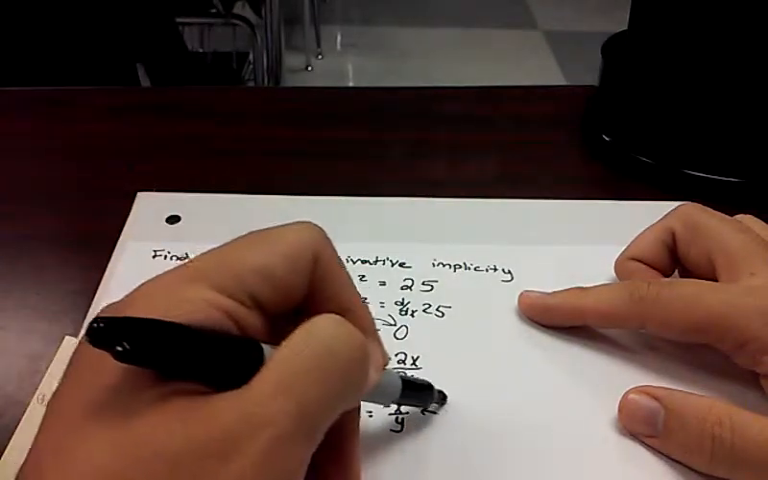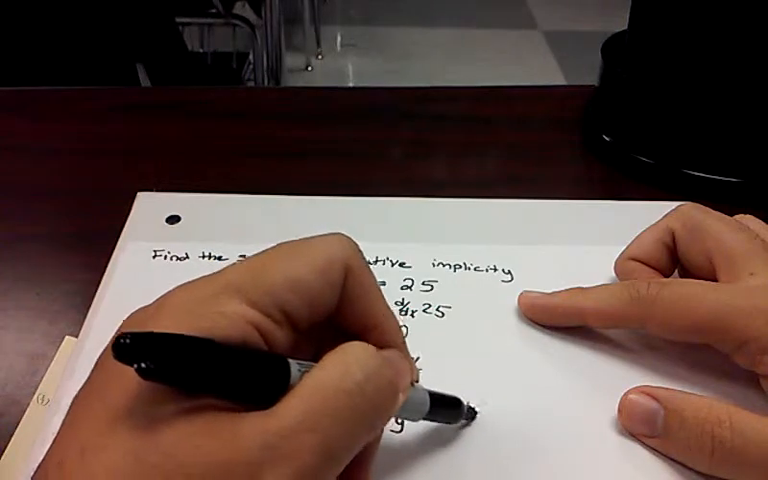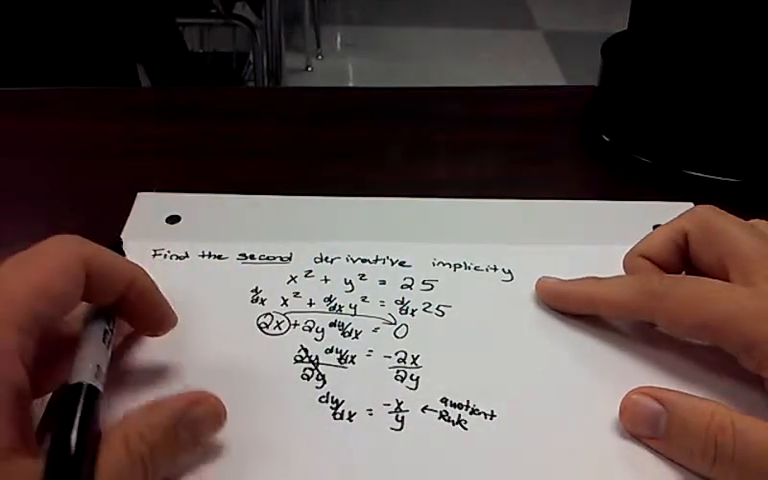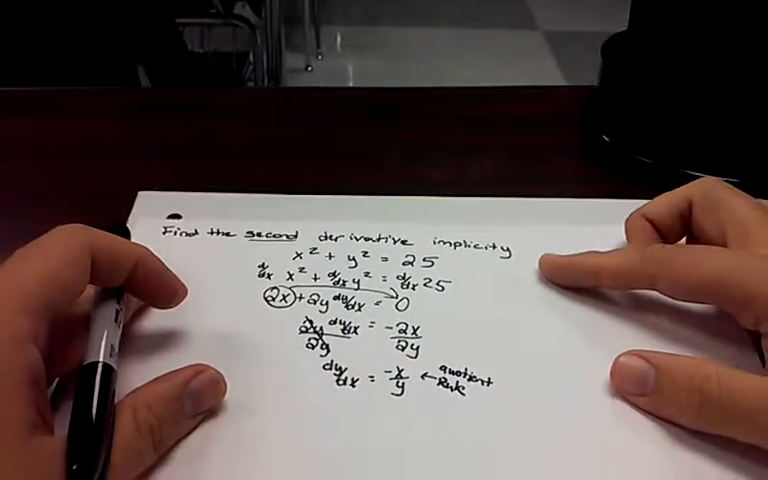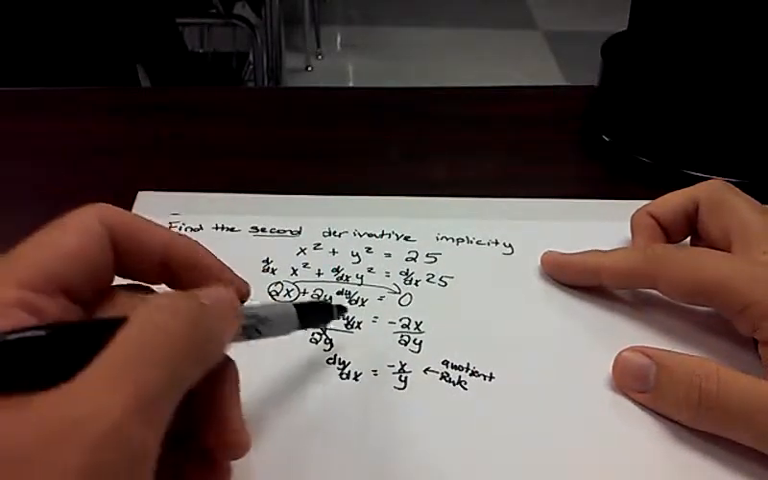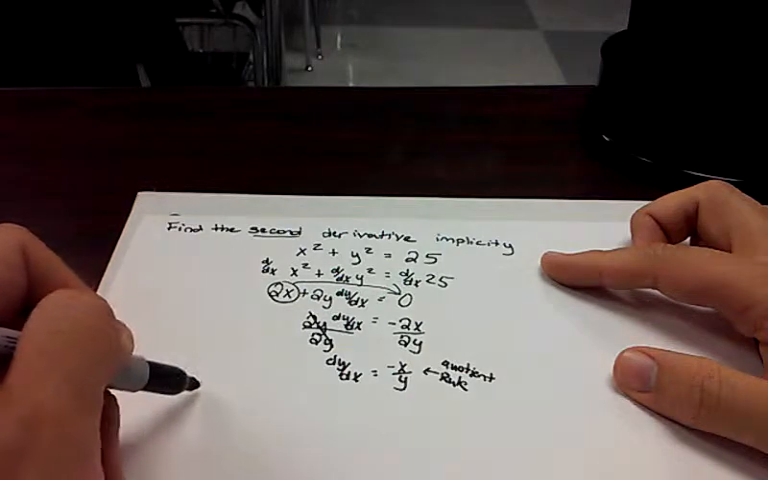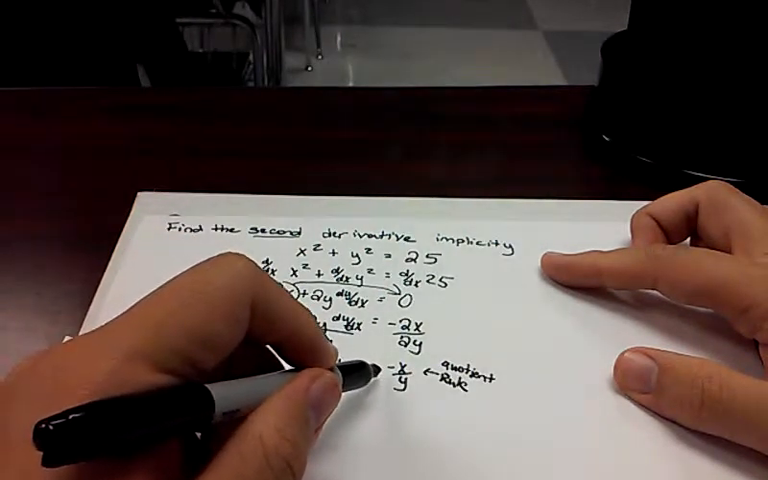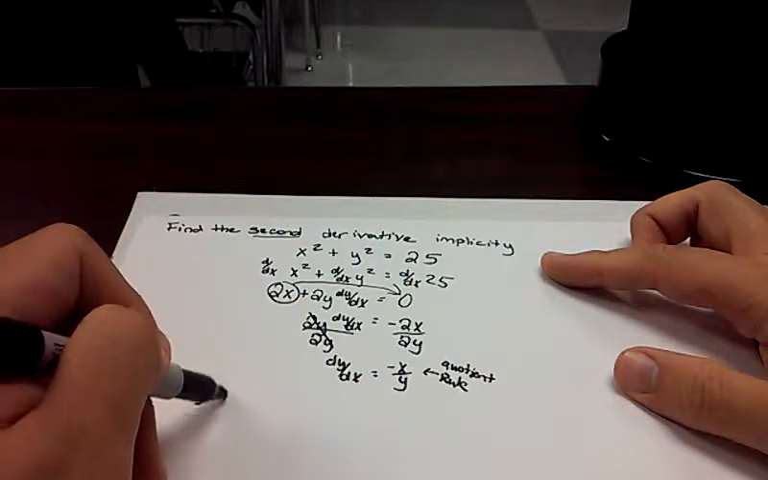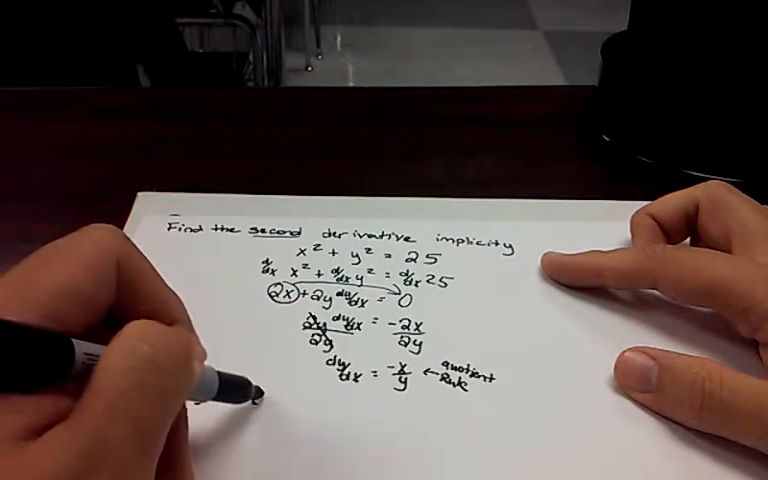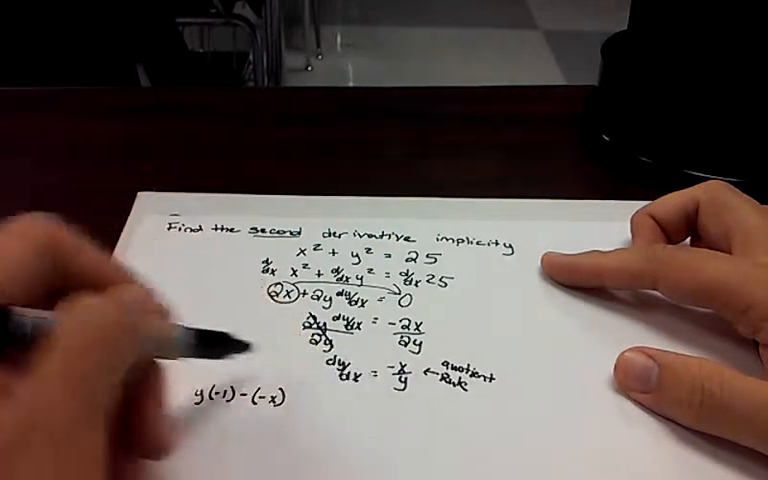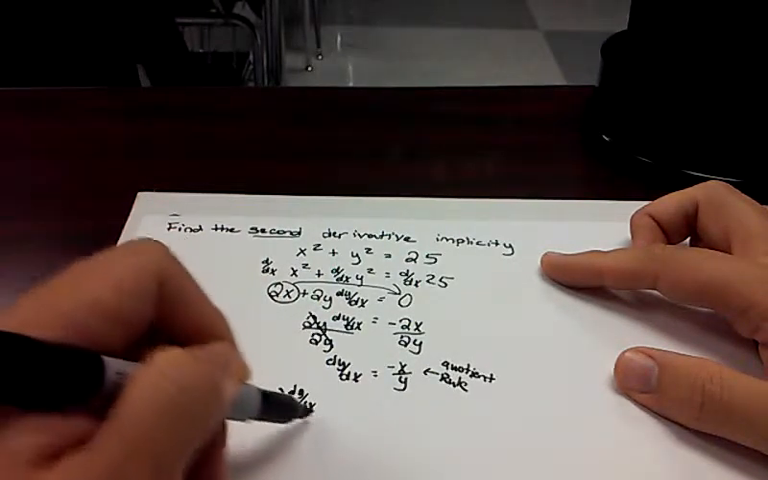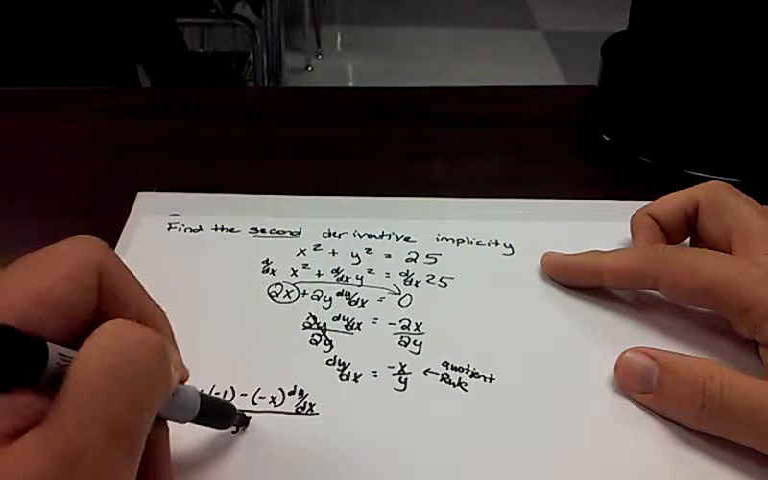Well, I hope you notice that this is a quotient, so I'm going to have to use the quotient rule. Low d high minus high d low all over low squared. So the derivative of this would be low, which is y, d high, the derivative with respect to x of negative x would be negative 1, minus high, which is negative x, d low, the derivative of y with respect to x would be dy over dx, all over low squared.